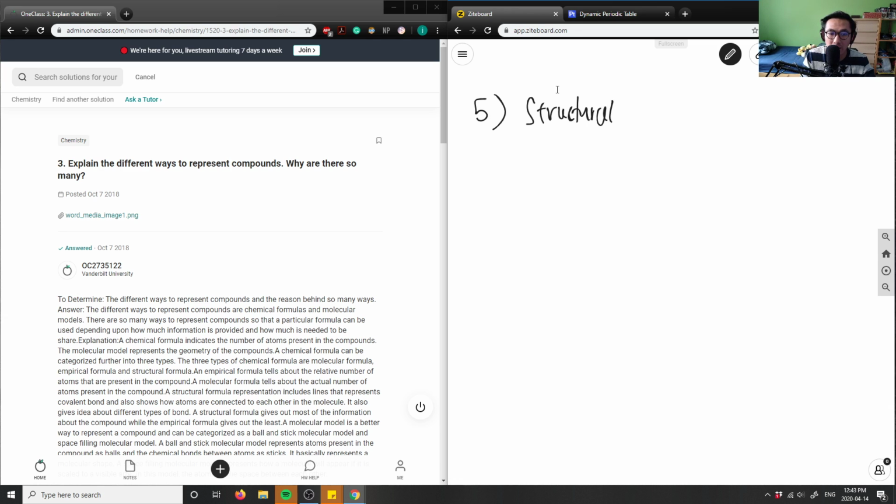Actually, there are 2 different ways to look at it: in terms of a diagram versus a formula, right? When we talk about diagrams, it's more so for organic chemistry. In diagrams, there are 3 different ones: structural diagrams, condensed structural, which is the same thing as structural, and line diagrams.